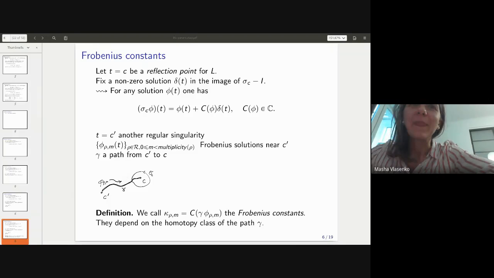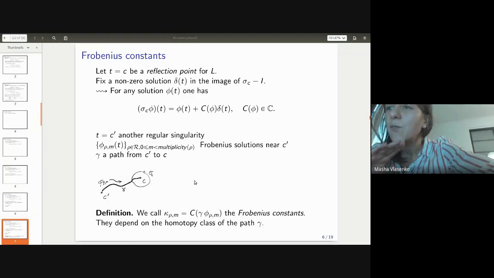Okay. So we have a vector of numbers, and there are two things it depends on. One thing is the path gamma, the homotopy class of this path gamma. This is clear, but in our examples, it will be something fixed. I'm not going to play with the change in gamma.